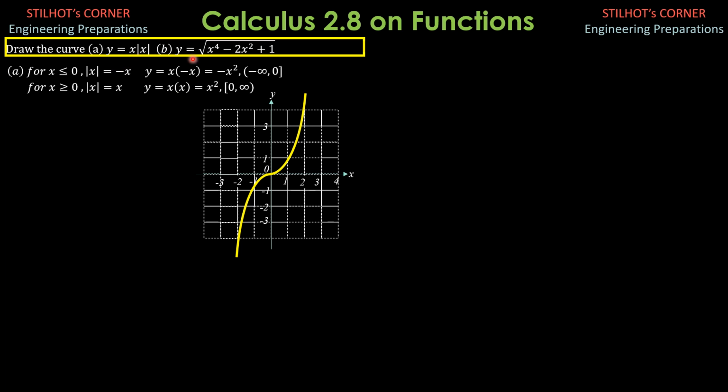For part B, y equals the square root of x to the fourth minus 2x squared plus 1. That is also equal to the square root of the quantity x squared minus 1, squared, or simply the absolute value of x squared minus 1, so y equals x squared minus 1.